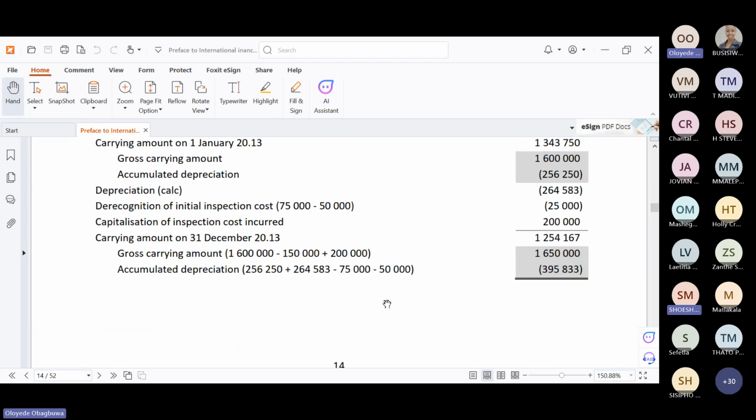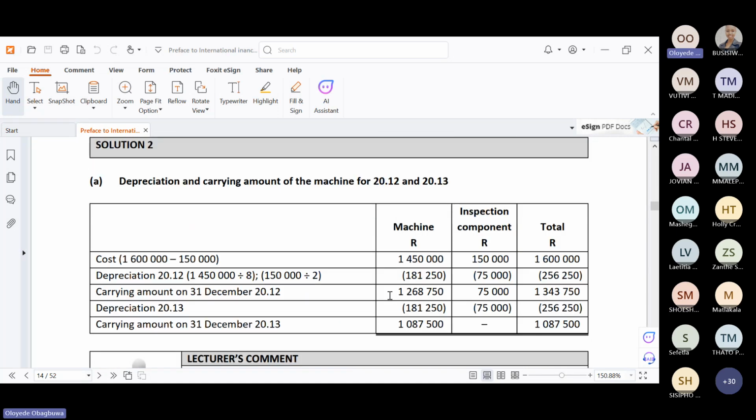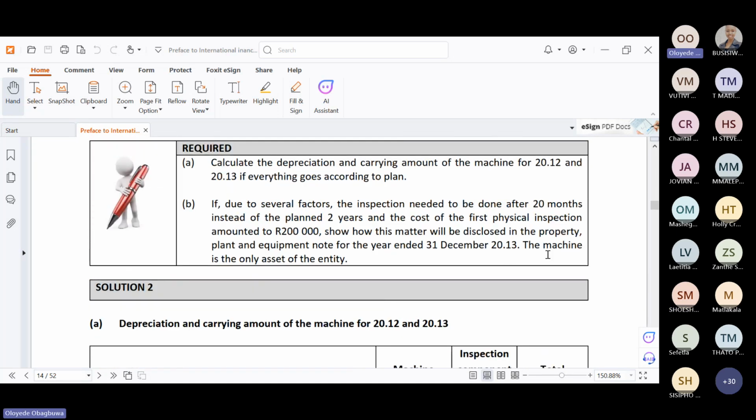No, you see, the 200,000 is here. Let's look at the requirement. Requirement number B.